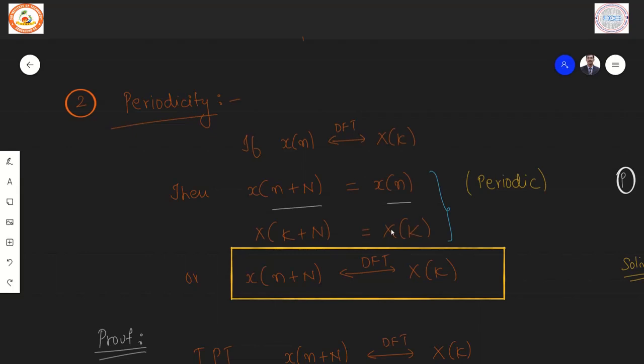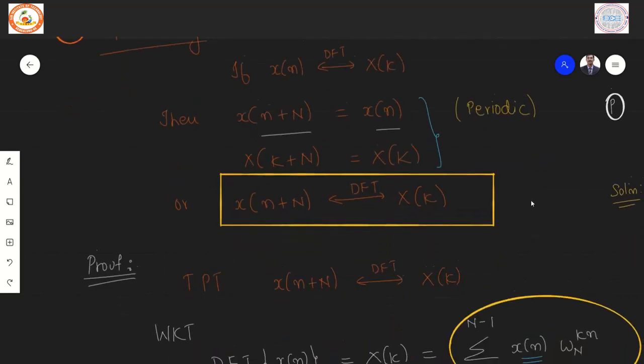That means the DFT is also periodic. For periodic input, the DFT is also periodic. Or in other words, we can express that x of n plus capital N has a DFT which is X of k. So X of k is the same as X of k plus N.